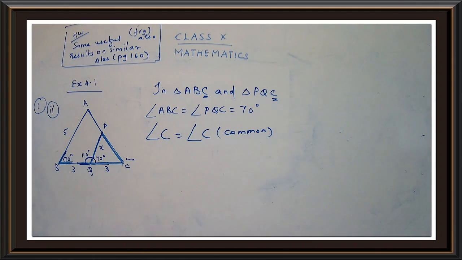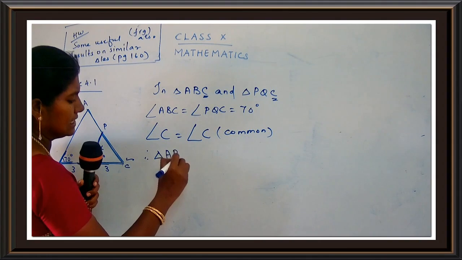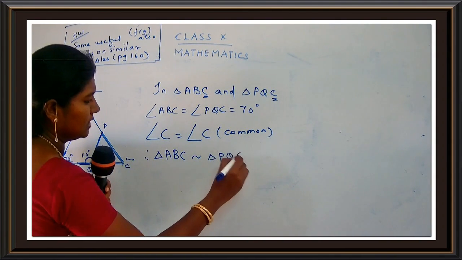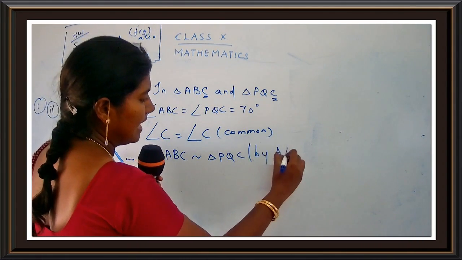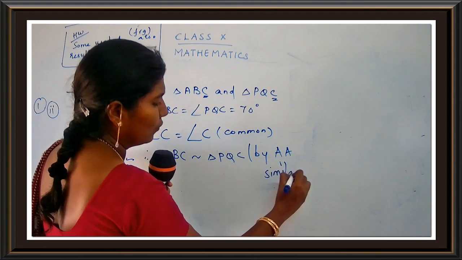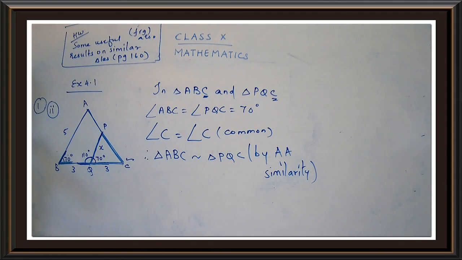First of all, I have taken angle ABC is equal to angle PQC, which is 70 degree. And also I have found the common angle between them. What is the common angle between them? It's C. Okay. So now you are going to write down. What are you going to write down? Therefore, triangle ABC is similar to triangle PQC by AA similarity. You have to mention the criterion over here. So it is similar by AA similarity.